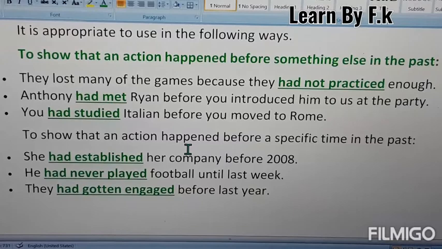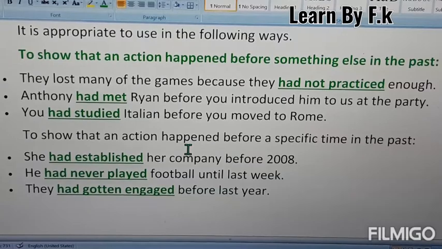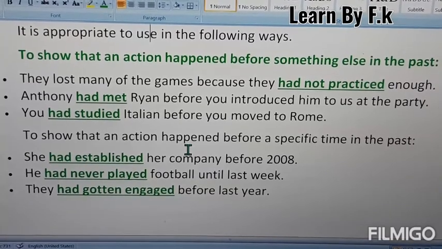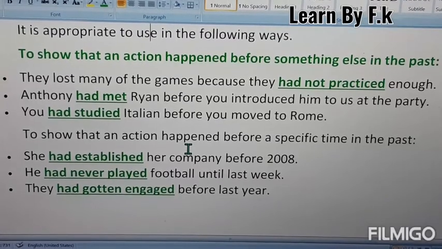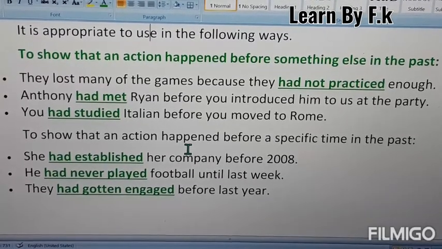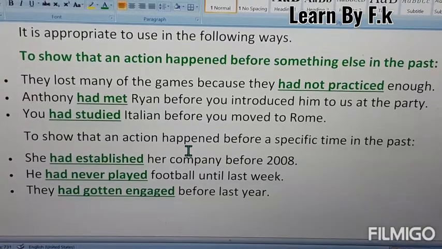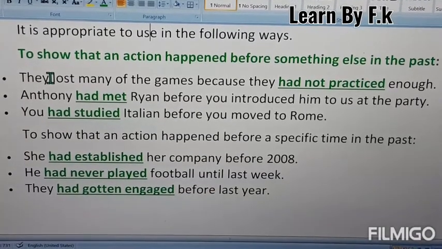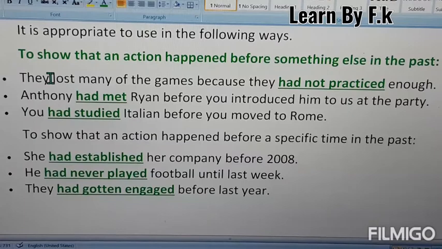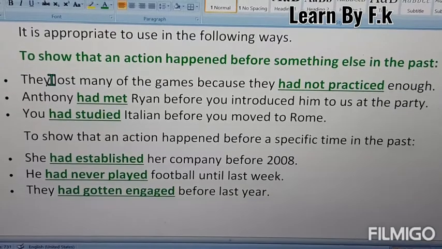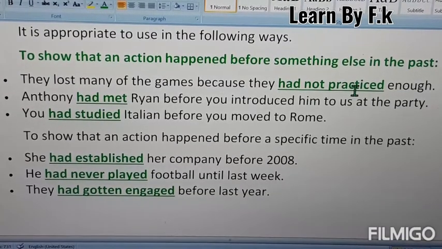In this way, you can check that the oldest activity, or the first action performed in the past, is past perfect. That you entered the room is the first older activity, and it's called past perfect tense, and the second, that you opened your bag, is the past simple tense. Now you can check the examples. They lost many of the games because they had not practiced enough. In this sentence, the oldest activity is that they had not practiced enough.